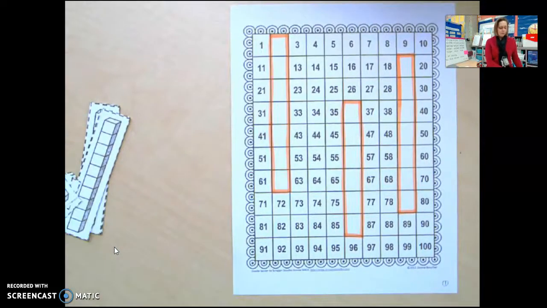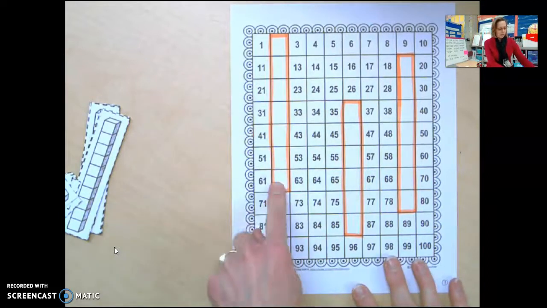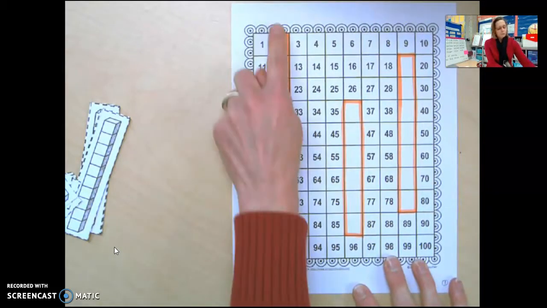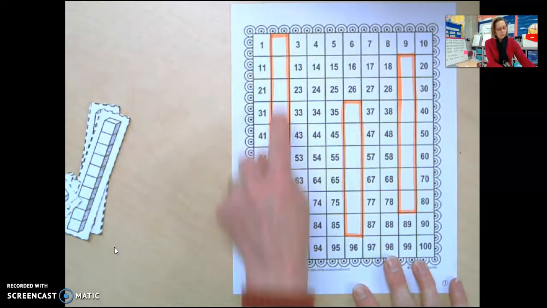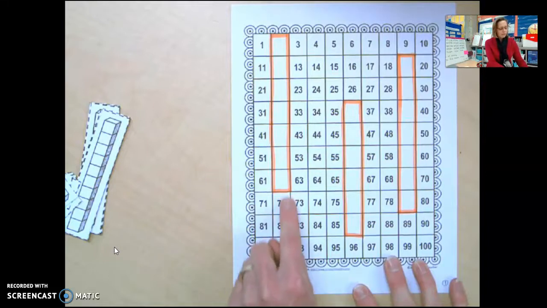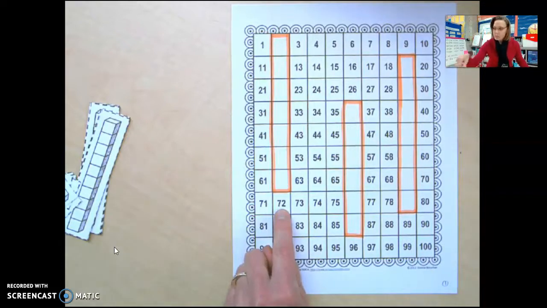All right, so now we're going to start with this rectangle right here. And you can notice there's no number up here for us to build, right? So we're going to go all the way down to the bottom of this column, okay? And we are going to look at this number right here because this number is going to give us the clue. So we are going to build 72.